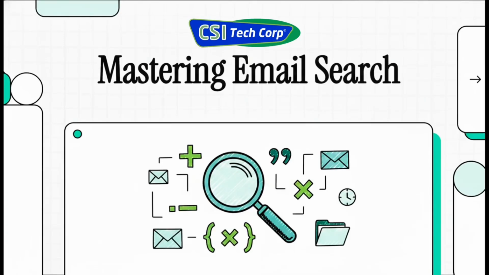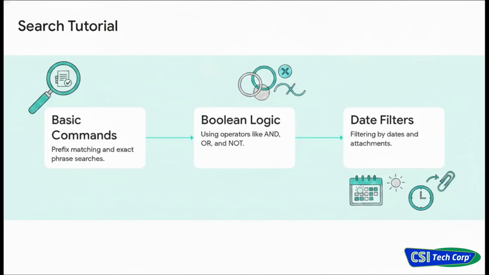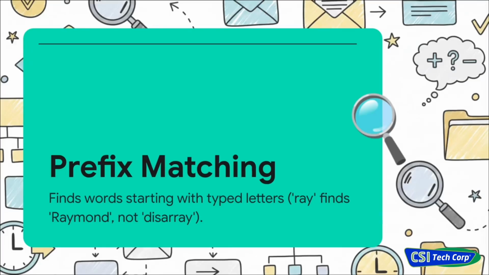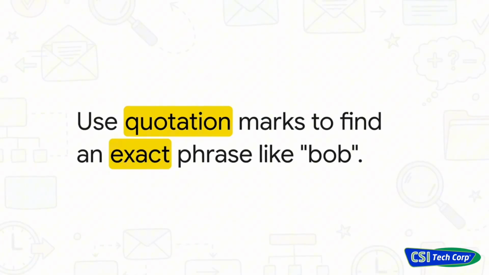All right, let's dive into this awesome guide on totally mastering email search. We're going to build this step by step, starting with super basic commands all the way to advanced filtering. First up, prefix matching. Just typing a partial word instantly grabs everything starting with those exact letters. Need an exact match? Wrap it in quotes. Otherwise, searching Bob is definitely going to pull up Bobby too.